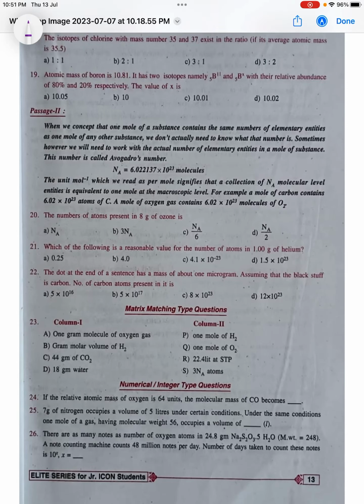The isotopes of chlorine with mass number 35 and 37 exist in the ratio, if its average atomic mass is 35.5. Average atomic mass is 35.5, which is equal to (35 is a mass number) into X plus 37 into Y, by X plus Y.